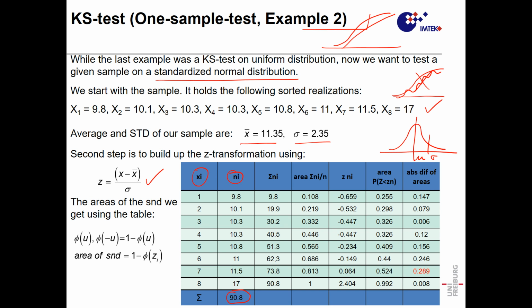So you start to accumulate. The first value is 9.8. The second value will be this plus this, so 19.9. The third value will be this plus this, so 30.2, and so on, until you, of course, end up with 90.8, which is the sum of all, right? So the first value here will be 9.8.